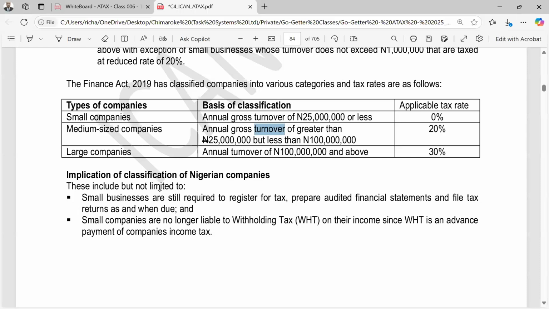Small companies are no longer liable to withholding tax. Why? Because withholding tax is an advance payment of their tax. And if a small company has 0%, why will he be taking advance payment for it? So once you can prove that you are a small company, you will no longer suffer withholding tax.